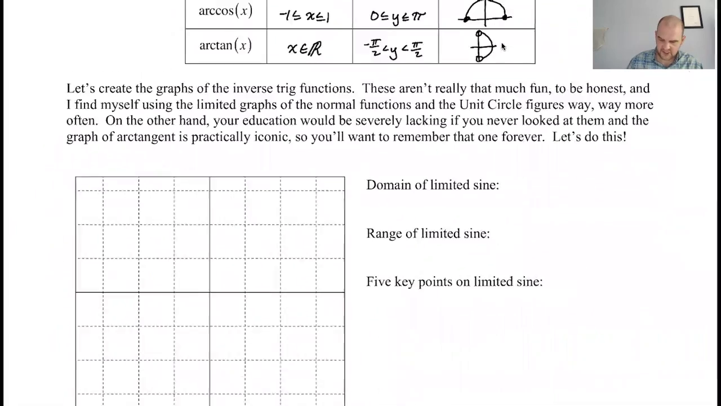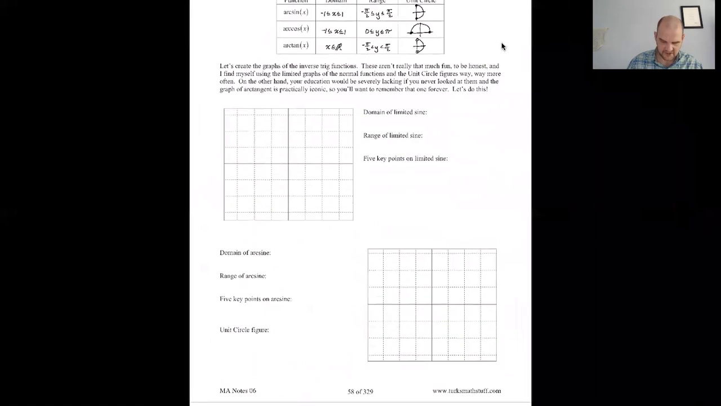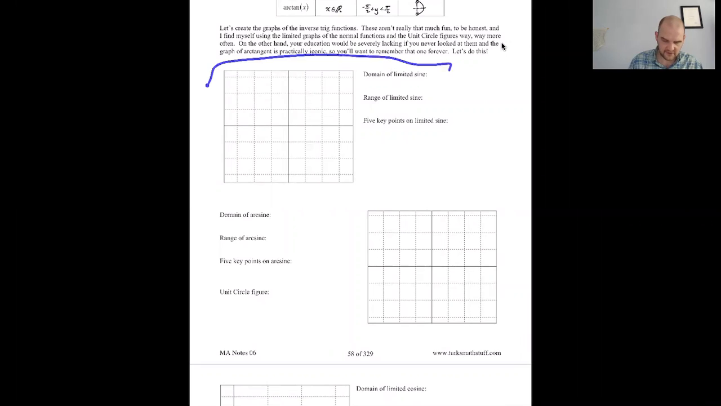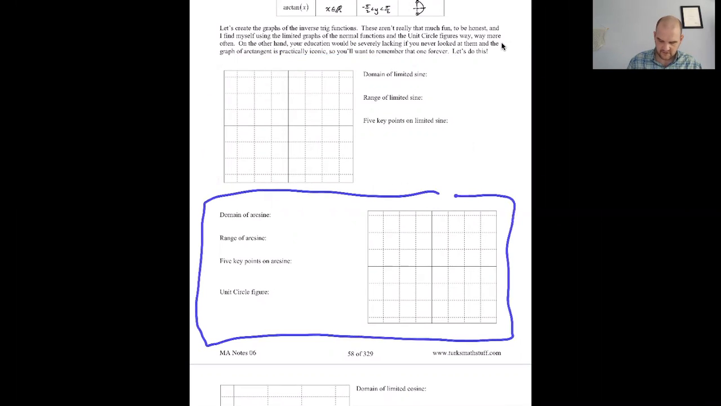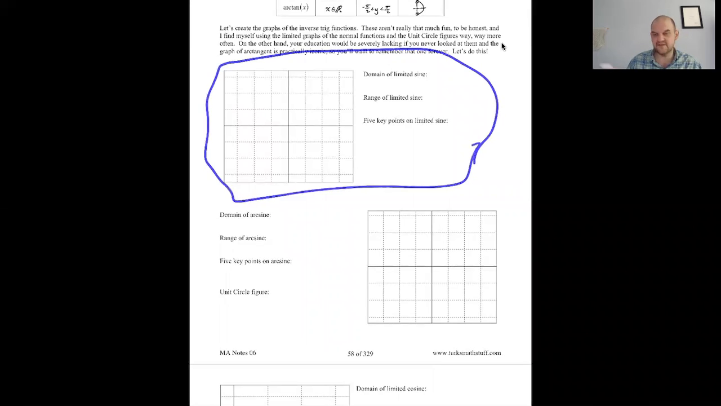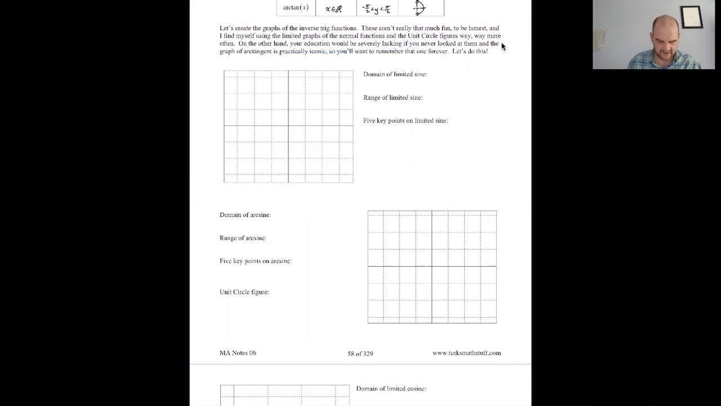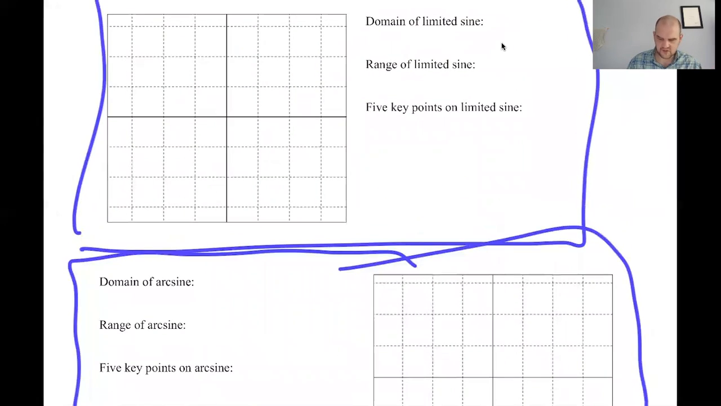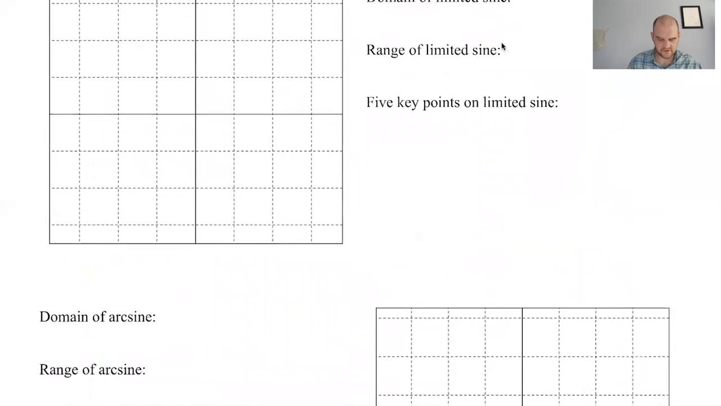So let me just give you the lay of the land on this page because it's a little confusing. Up here, we are going to do everything for the one-to-one graph of sine. When we are done with that, we're basically going to take all the information we found and switch it and do the graph of arcsine. So up here is going to be one-to-one sine. It has to do with inverse sine, but not really. Down here, all arcsine.